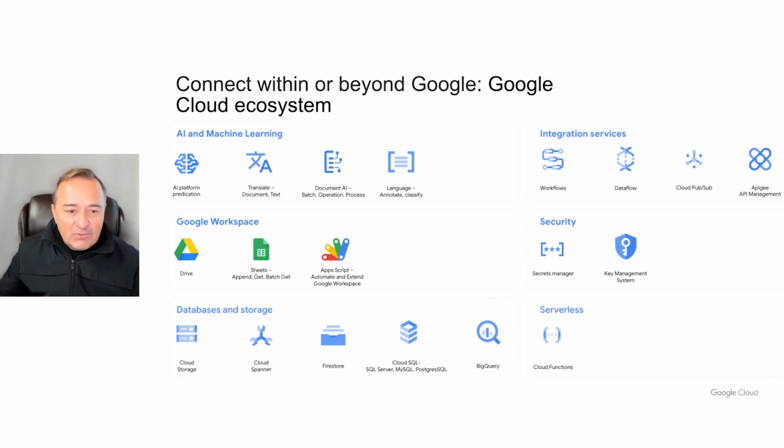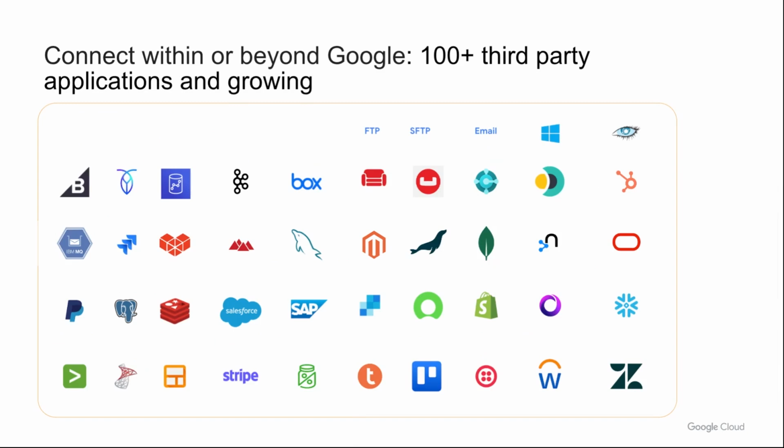And as you can see, we have Workspace connectors, a bunch of database connectors, even connectors to other integration services like Workflows and Dataflow and PubSub, as well as Apigee, of course, API management. So all of these connections help you to kind of glue together these different GCP services to give you a more complete solution.